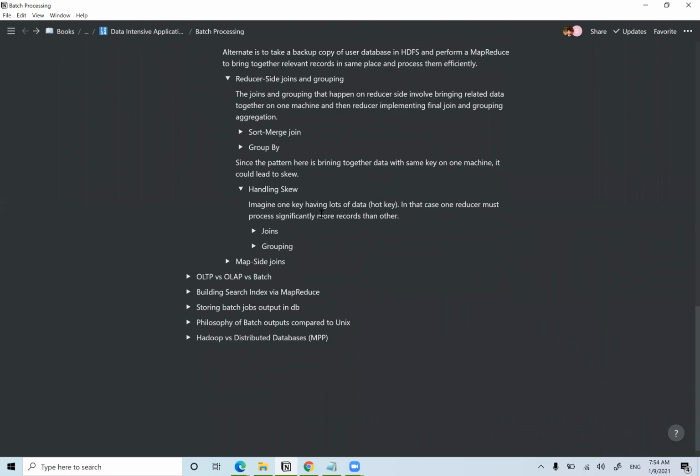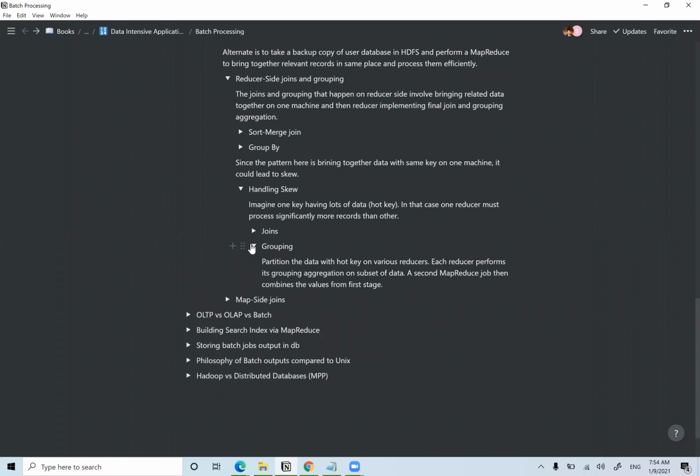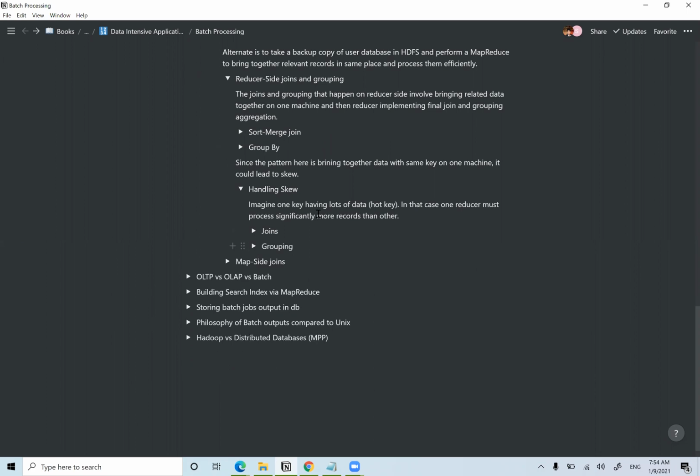So now let's understand one by one how we will handle the skews in the joins, and then how we will handle the skews in grouping. Because we have just discussed grouping, let's first discuss how to handle skews in grouping. Does anyone want to answer: how will we handle skews in group by data where one key has lots of data?